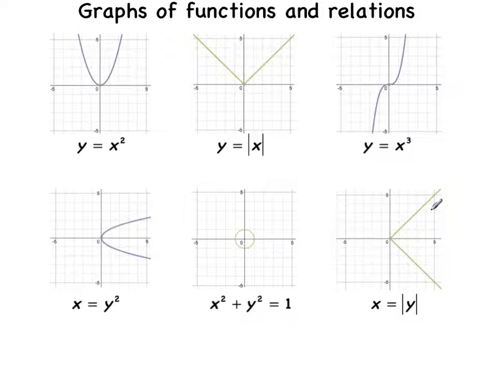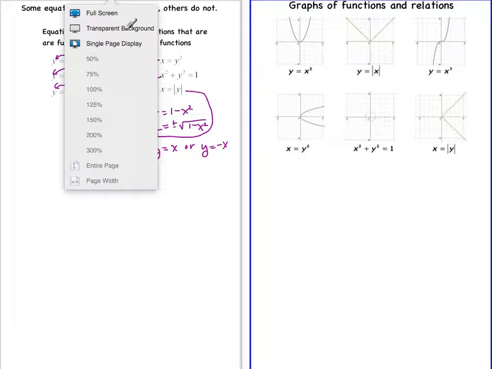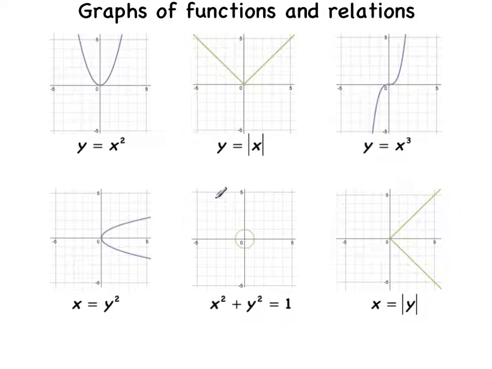Graphs of functions and relations. I have all the graphs here shown for the functions and relations on the previous page. Here, let me show you. So if we look at my equations that are functions, I have them here. y equals x squared, y equals the absolute value of x, y equals x cubed. If I look at my equations that are not functions, they are here. Now, let me make that larger for you. I want you to take a look at these graphs and see if you can figure out how you could tell by looking at a graph whether or not a relation is a function. Press pause on your video, and when you think you're ready to hear the answer, press play again.